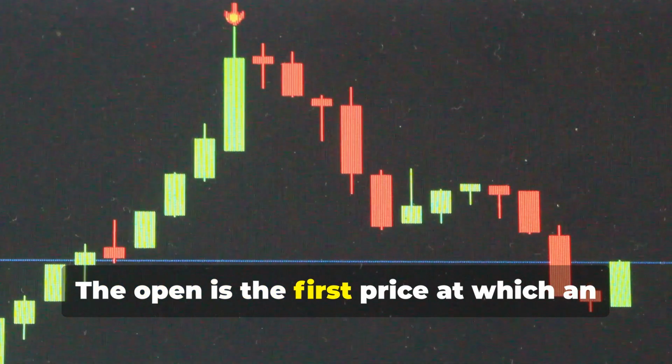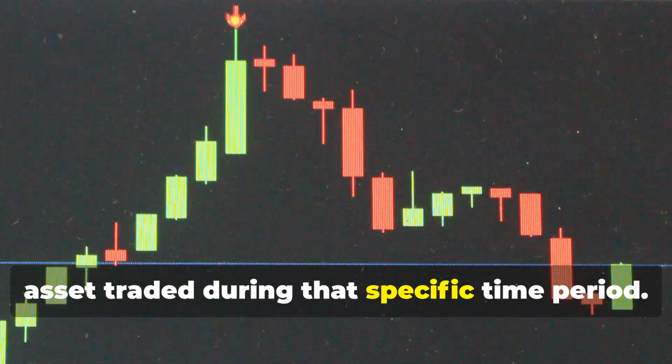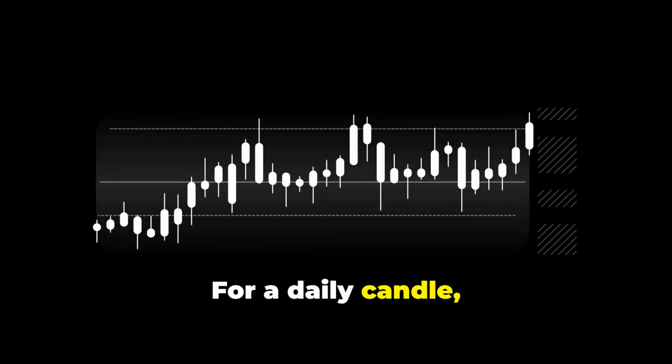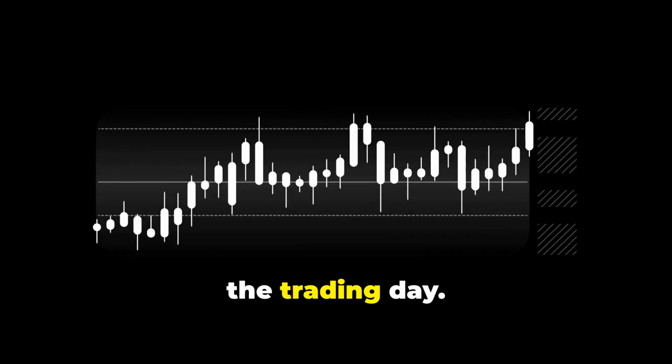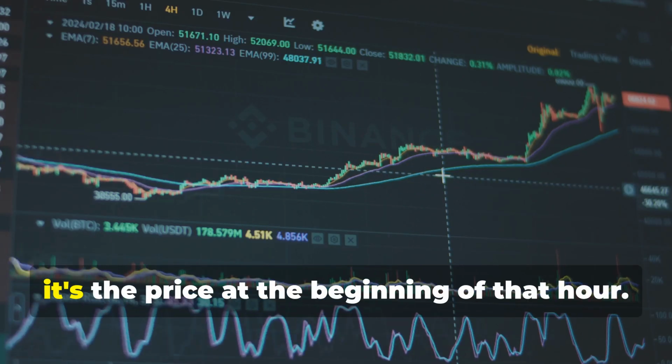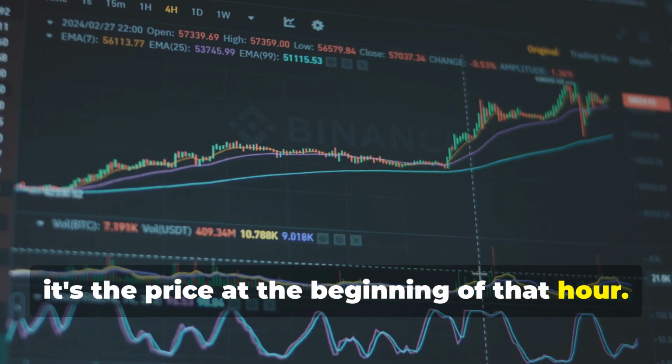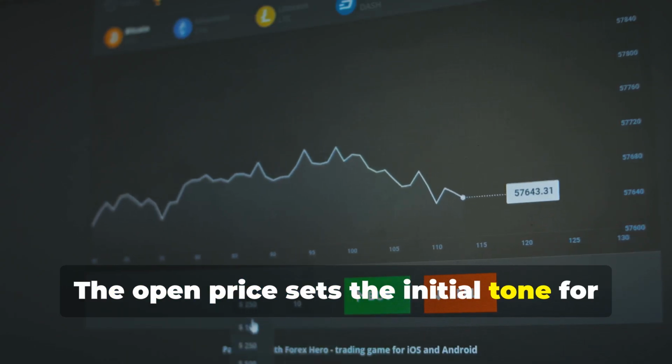The open is the first price at which an asset traded during that specific time period. For a daily candle, this would be the price at the start of the trading day. For an hourly candle, it's the price at the beginning of that hour. The open price sets the initial tone for the period.